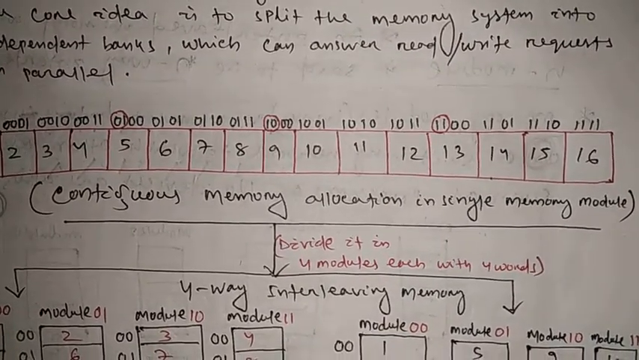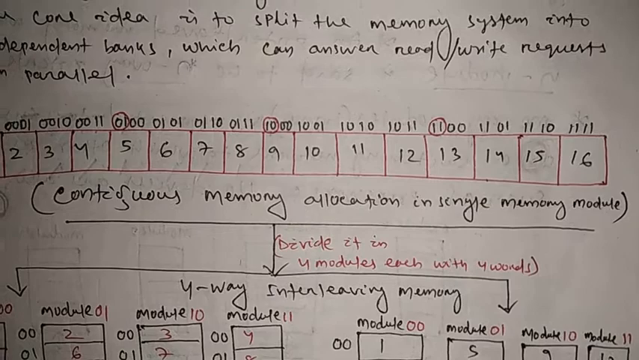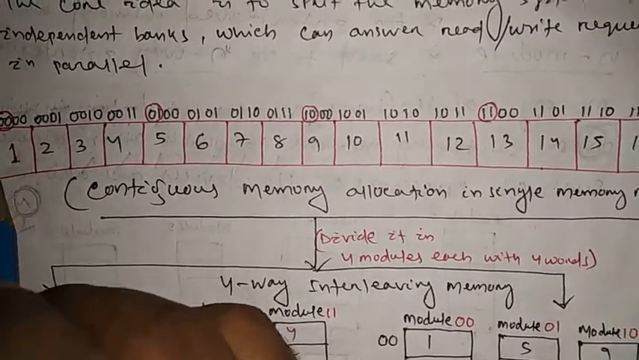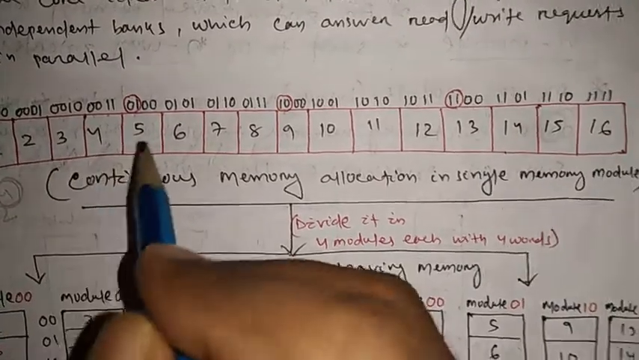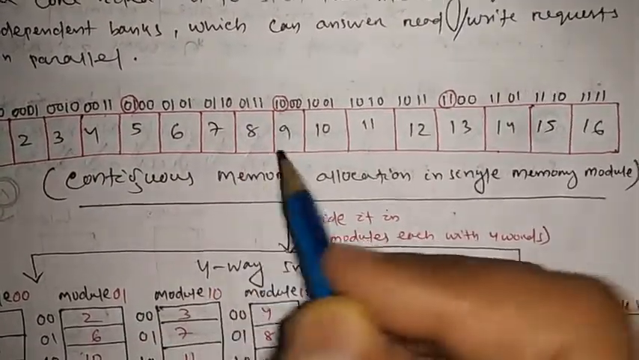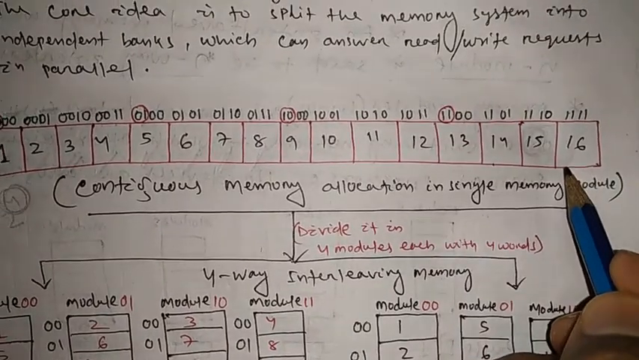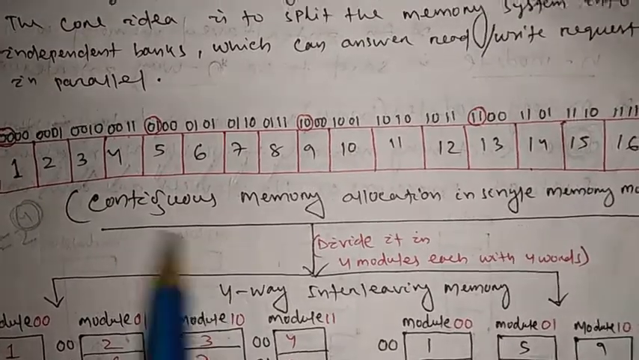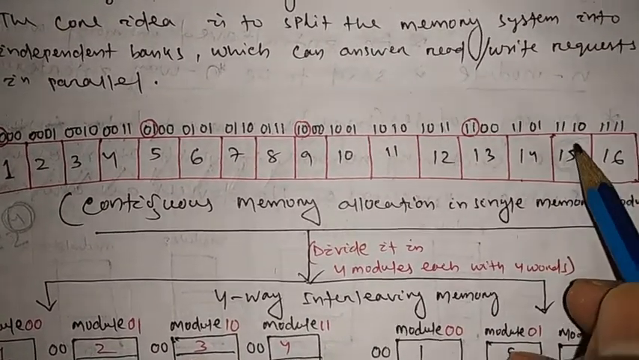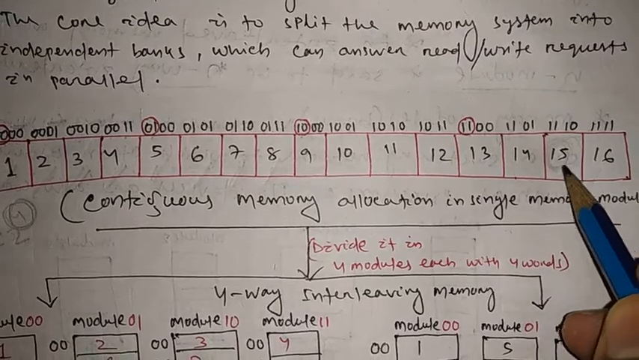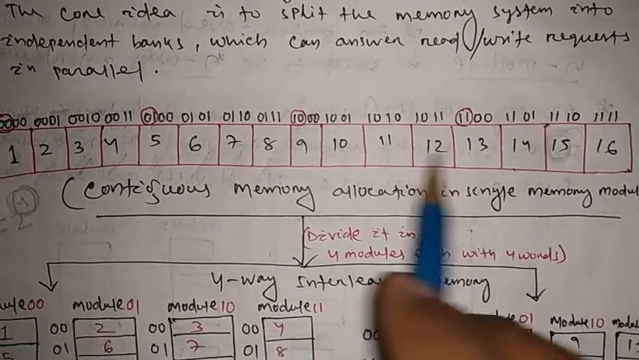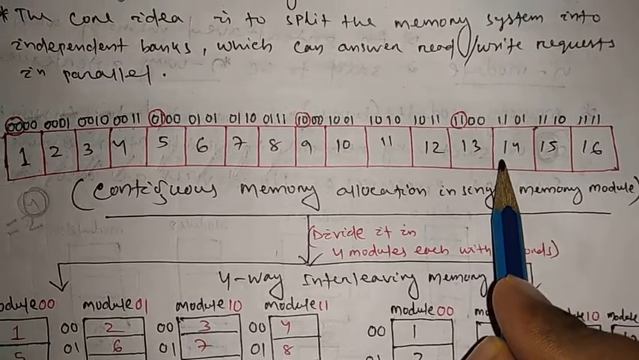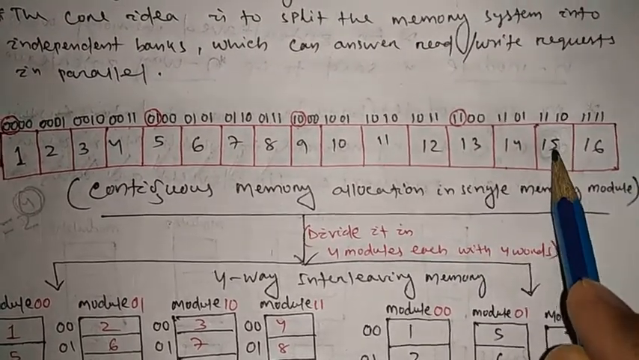So what happens here? When the CPU wants to access the data, it has to access the data in a sequential manner, meaning it will access first data 1, then 2, then 3, 4, 5, 6, 7, 8, like that, and in the last it will access data 16. If we want to access the data of the 15th location, how many movements do we have to complete? 14 movements. We have to complete 14 movements, then we can access the 15th location data.